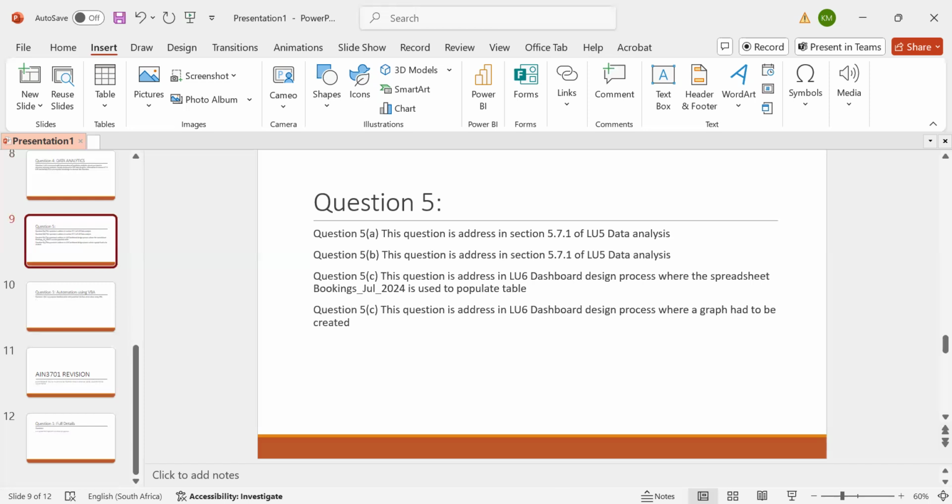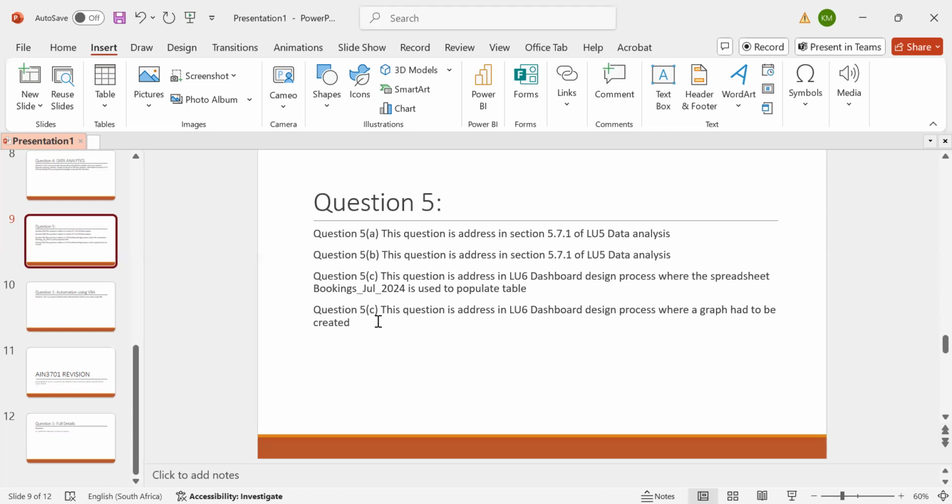Then we go to question C. Complete the following table, using the old bookings database. You can see that this table needs to be populated. Where there are minors, I think you need to put in a formula to do that. You can use SUMIF and so forth. This question is addressed in learning unit 6, the dashboard design process, where the spreadsheet booking is used to populate the table. You also need to use formulas like SUMIF to find those answers.